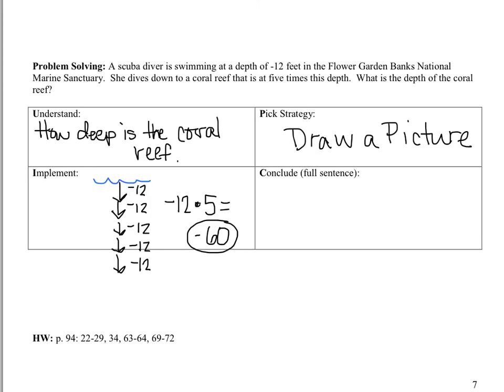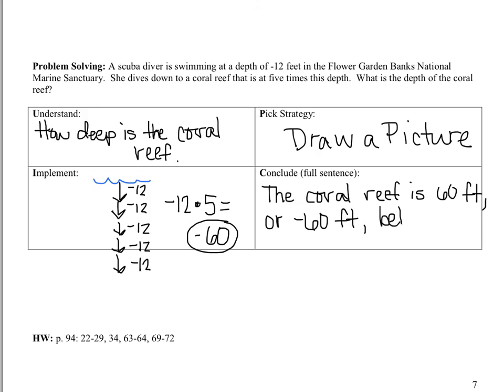Now, it's not enough just to circle that negative 60, because that negative 60 means something according to this problem. So the conclude section is asking us to write our answer out in a full sentence. So the coral reef is 60 feet, or negative 60 feet, below sea level.